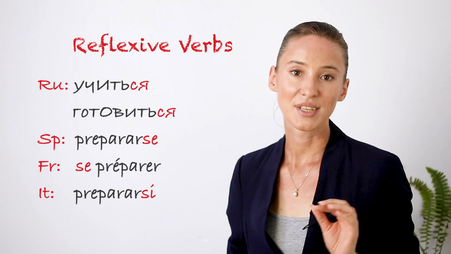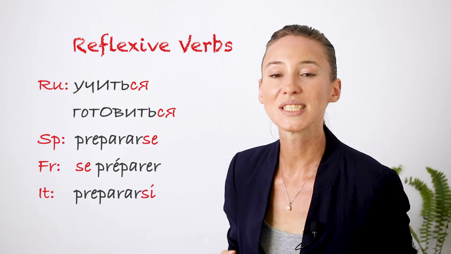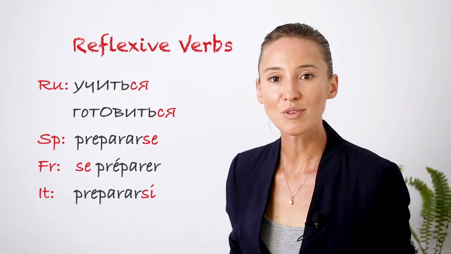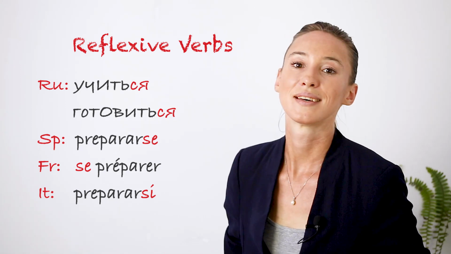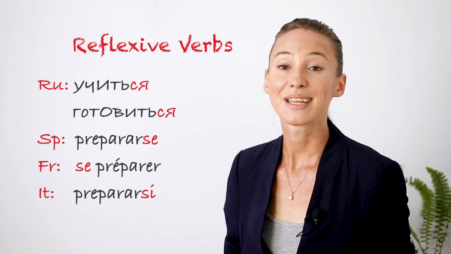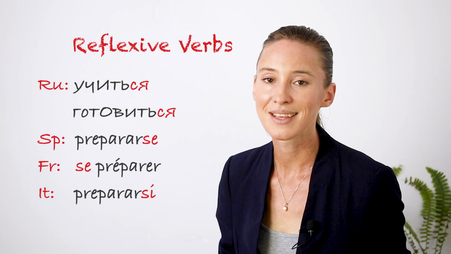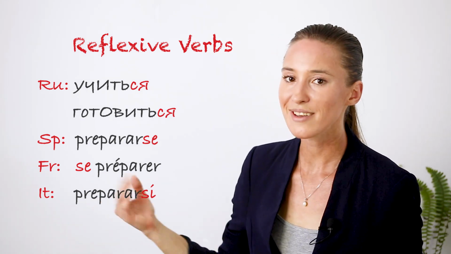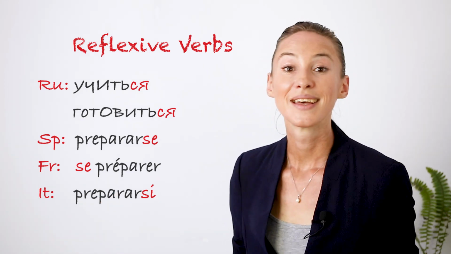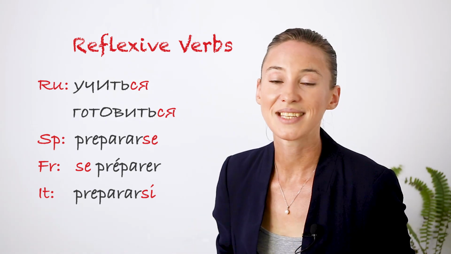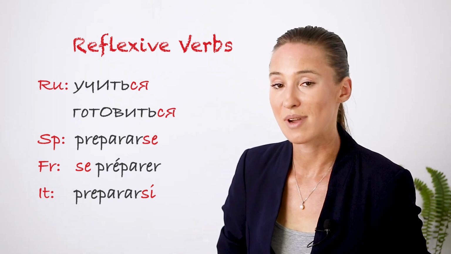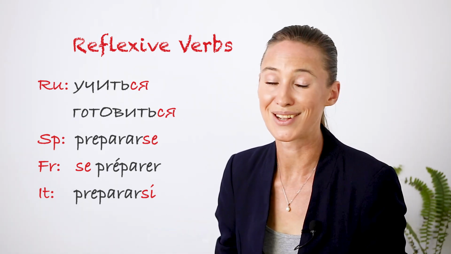The verbs that end with ся in Russian are called reflexive verbs. I've already said that ся means self. To compare in Spanish, French, or Italian, it's a particle se or si. Reflexive verbs indicate that an action is directed on oneself.